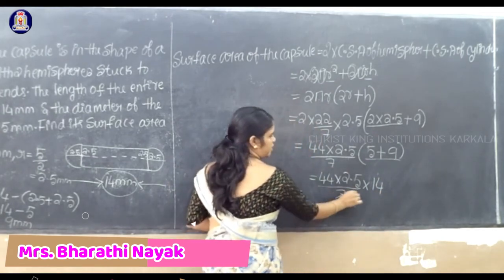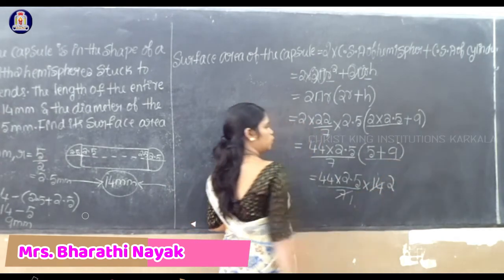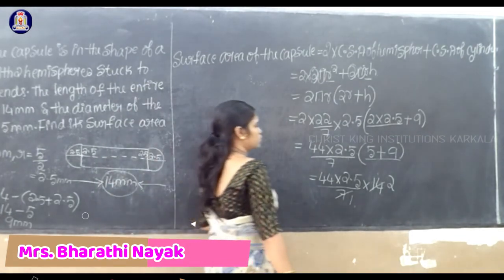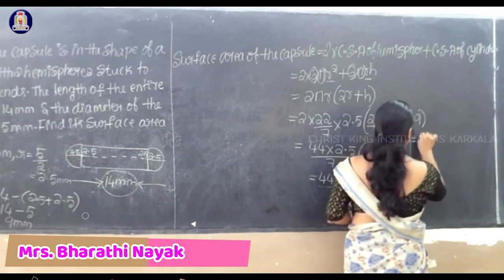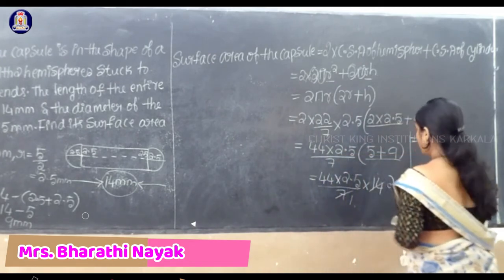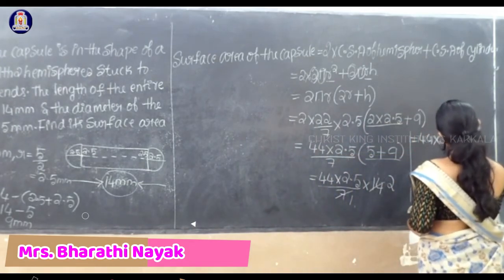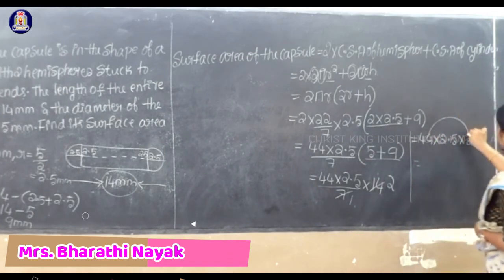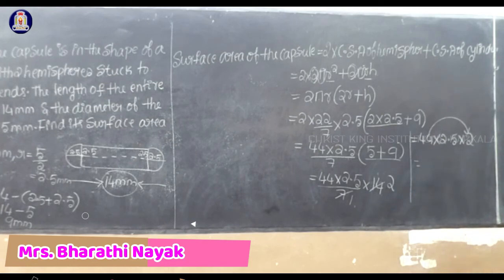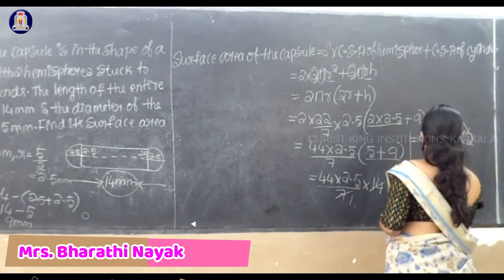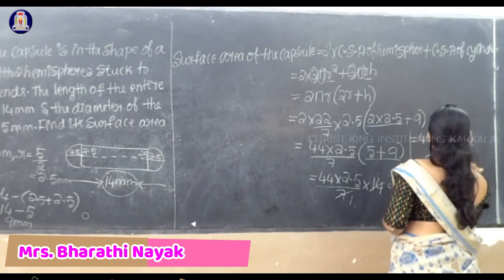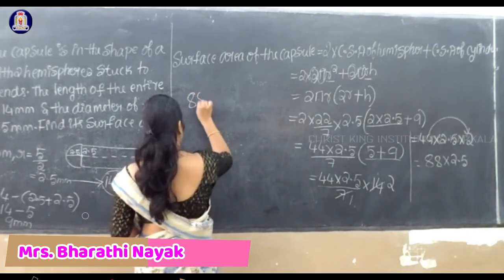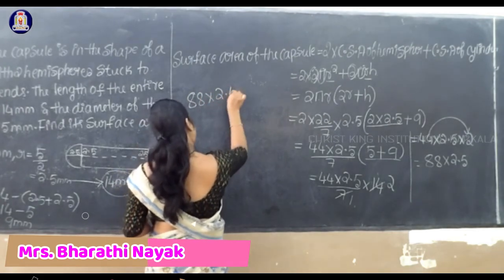Now 7 ones are 7, 7 twos are 14. So what is the remaining value? The remaining value is 44 into 2.5 into 2. So 44 into 2 equals 88. Therefore 88 into 2.5.